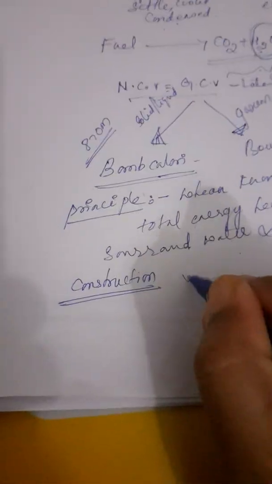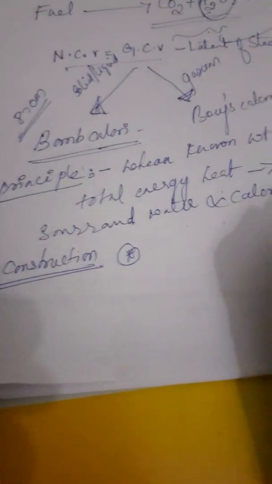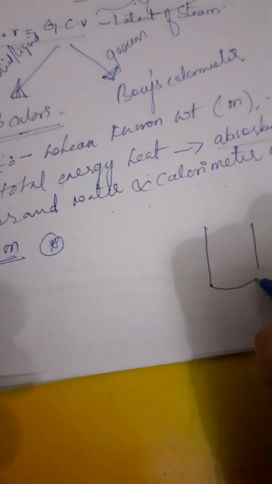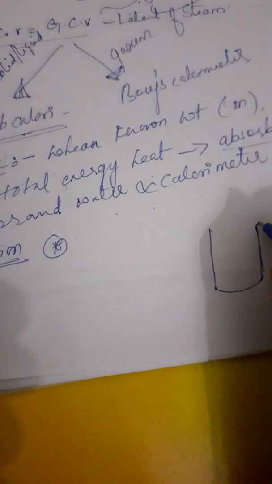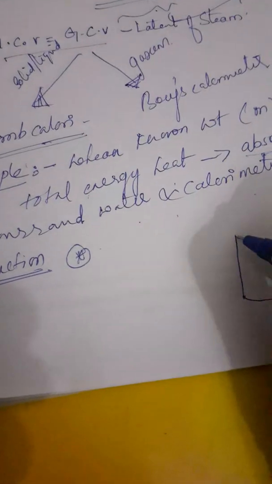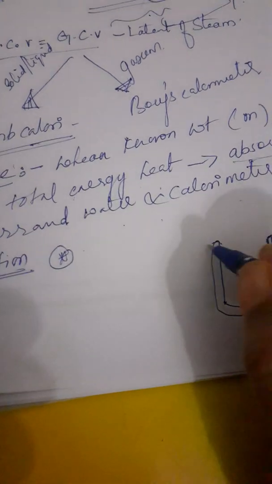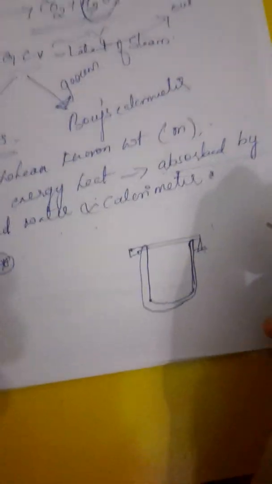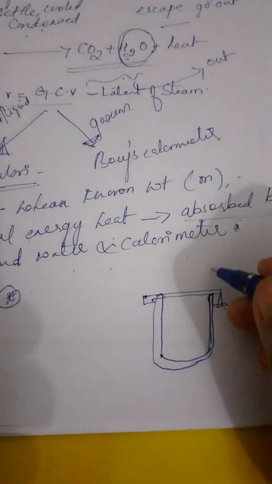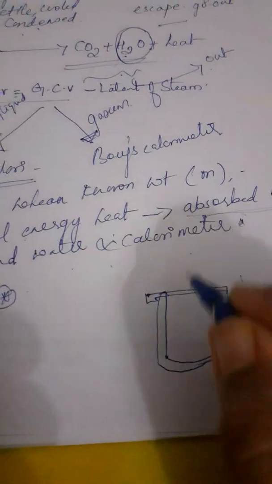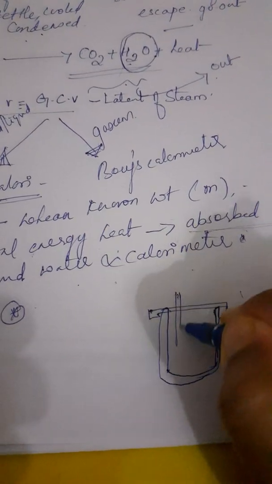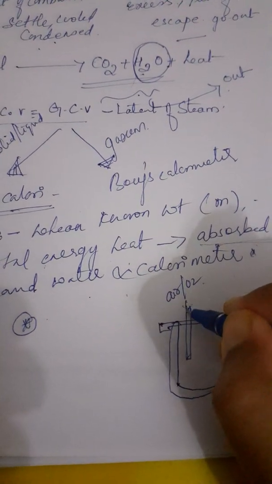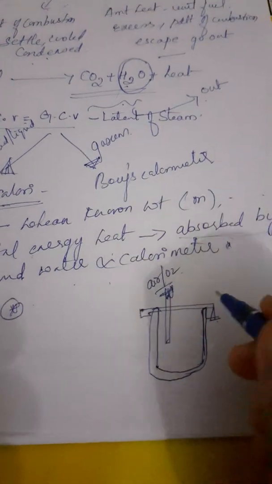So this bomb calorimeter, first point, it consists of a stainless steel bomb. A stainless steel bomb is nothing but a stainless steel vessel or a cylinder, which is properly sealed or packed so that no product of combustion should go out, no gases should escape, and it has an inlet for air or oxygen.